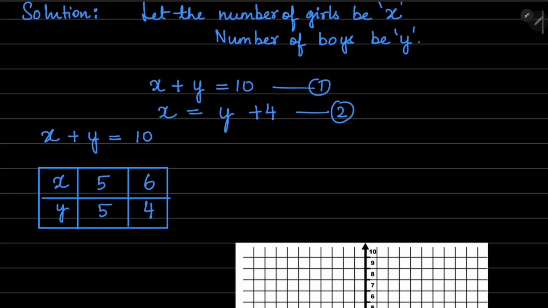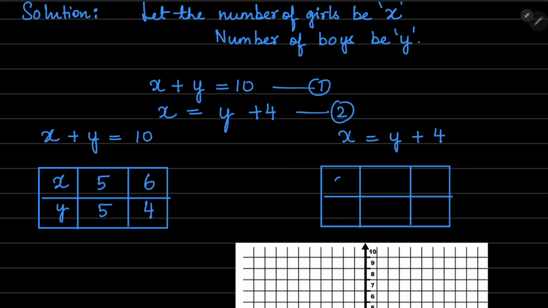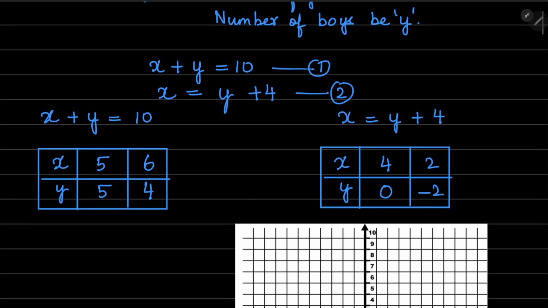Now let's move on to the second equation, that is x equal to y plus 4. This is your second equation. Now let us find out the points x comma y. Suppose your y is 0. What will be x? x will be 0 plus 4, which is 4. This is one of the points. Suppose y is minus 2, what will be your x? x will be 4 minus 2, which is 2. So this is your second point. I think 2 points are sufficient.